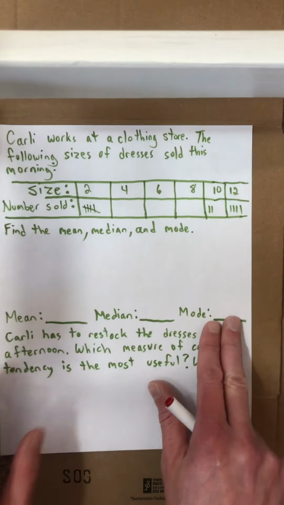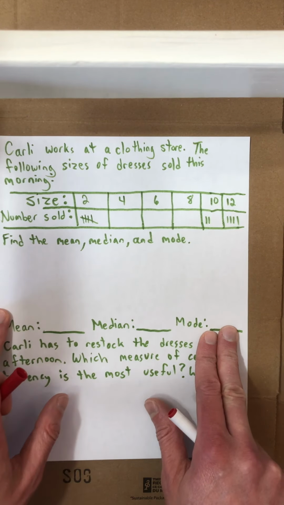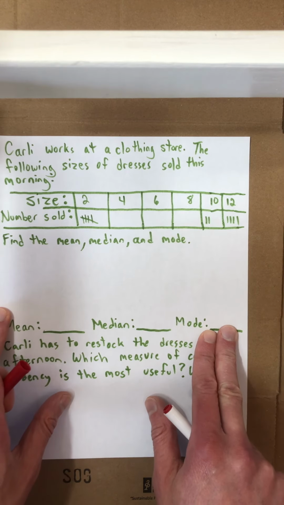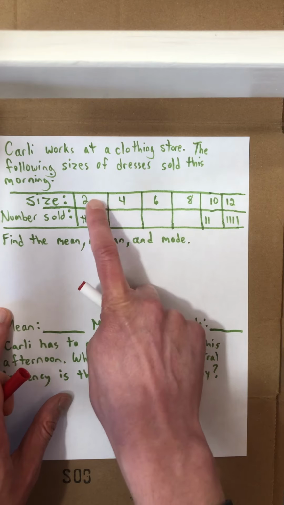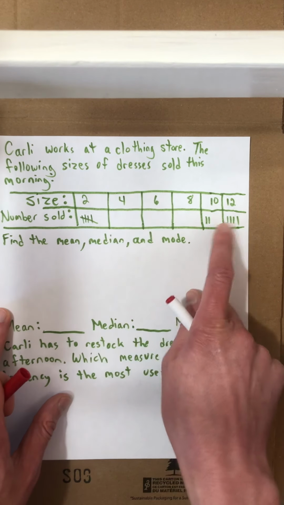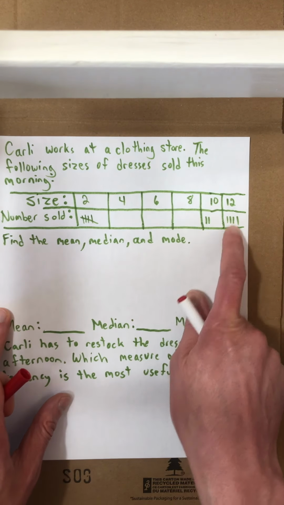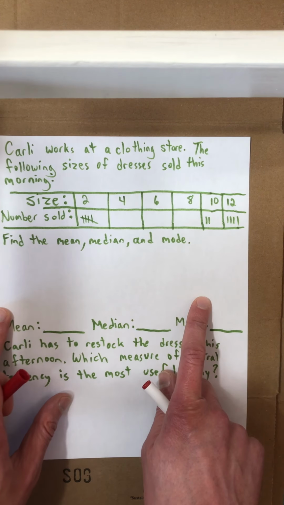So our buddy Carly here also works at a clothing store. The following sizes of dresses were sold this morning. So we can see from our little frequency chart here, 5 size 2 dresses were sold this morning, 2 size 10 dresses, and 4 size 12 dresses. Once again, we gotta find the mean, the median, and the mode.